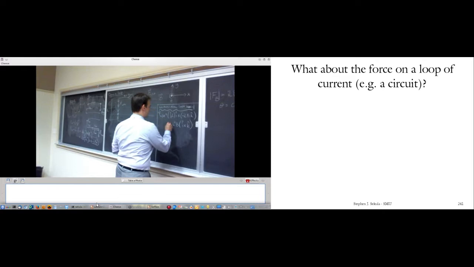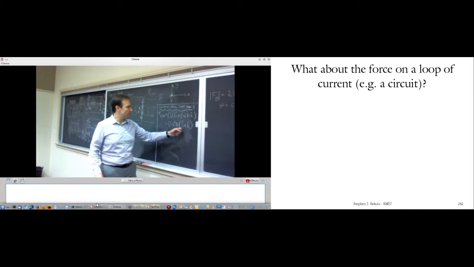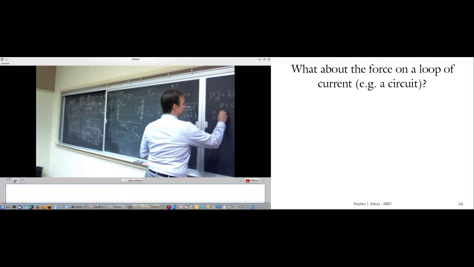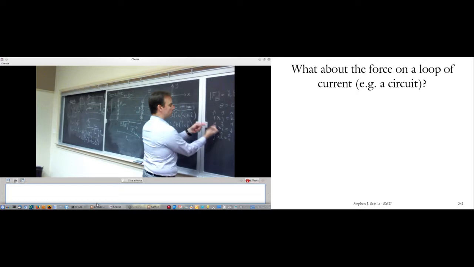Negative 1/2 I, the current, L squared, B. And then we have the unit vector in the x direction cross the unit vector in the k direction. So again, if we dig back to last time, we had i hat cross j hat equals k hat, k hat cross i hat equals j hat, and j hat cross k hat equals i hat. Flip any two of those and you put a minus sign in front of the right-hand side of the equation. So we have i cross k.